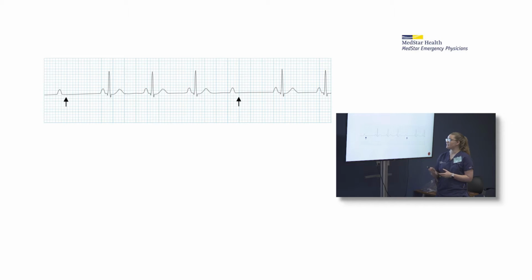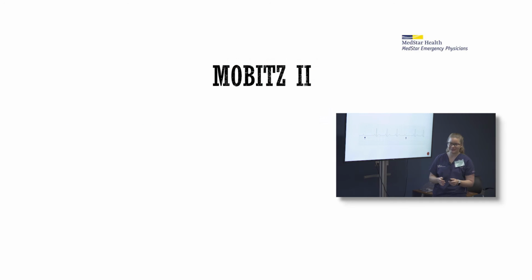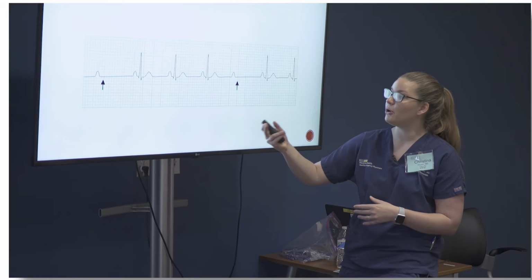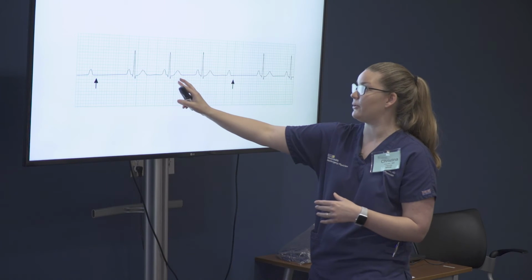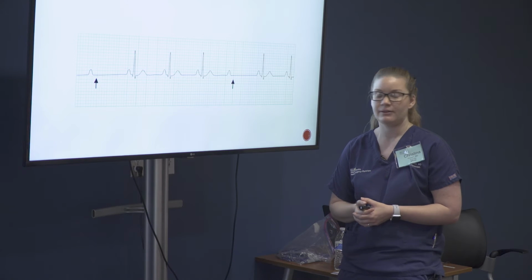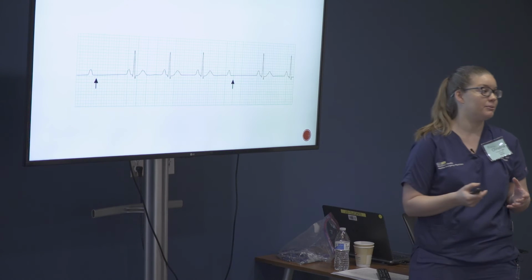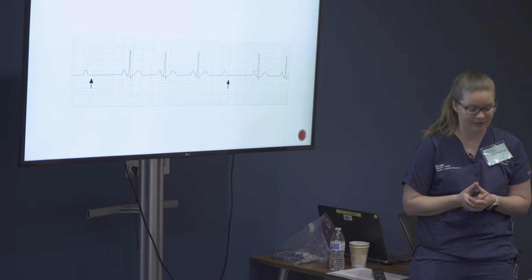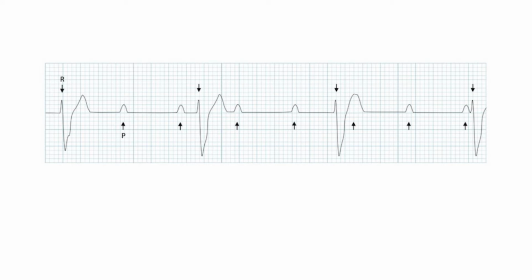So you've got a fixed PR interval with a dropped QRS complex. Mobitz type 2. Remember there's two second degree AV blocks, your Mobitz 1 and 2. Your Mobitz 1 will have that progressively prolonging PR interval until it drops. Your Mobitz type 2 will have a PR interval that's the same the whole way until that beat drops. Which one's worse, Mobitz 1 or Mobitz 2? 2. Good.